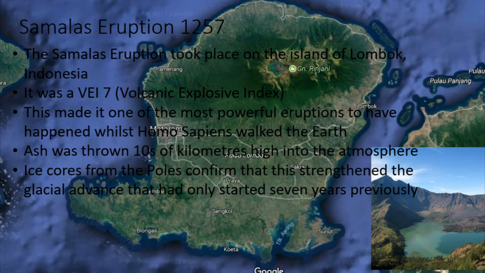And while this eruption was one of the biggest that has happened since Homo sapiens walked the Earth, ash was thrown tens of kilometers high into the atmosphere, and ice cores from the poles confirm that this strengthened the glacial advance that had only started 7 years previously. They know this because when they go drilling for the ice cores, they find layers of ash which date back to this time period.